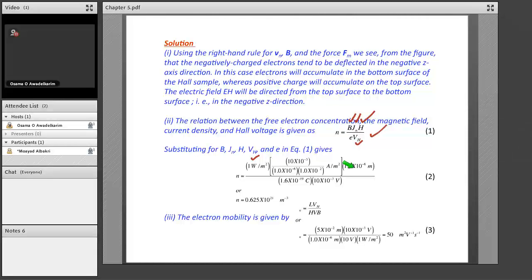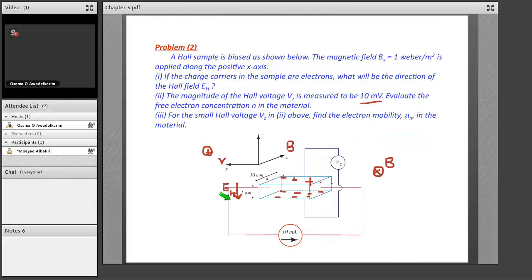Divided by e, the electronic charge, 1.6 times 10 to minus 19 coulomb, multiplied by the Hall voltage. We're told that it's 10 millivolts, so it's 10 times 10 to minus 3 volts. And then when you plug in all this, you get n equals 0.625 times 10 to 21 per meter cubed. Okay, right?